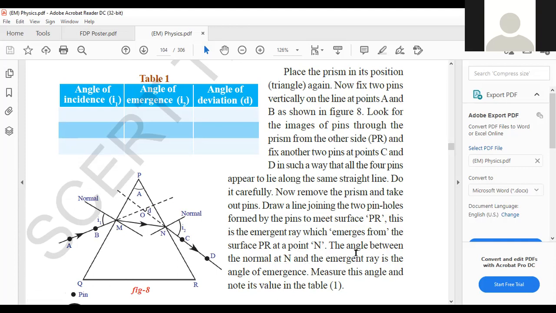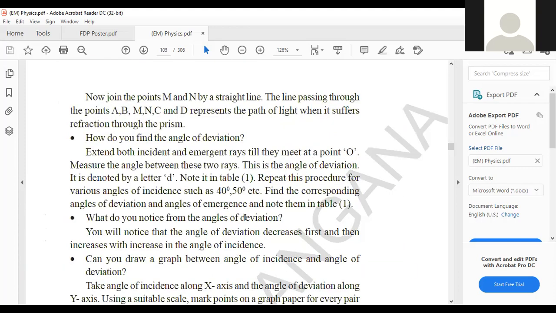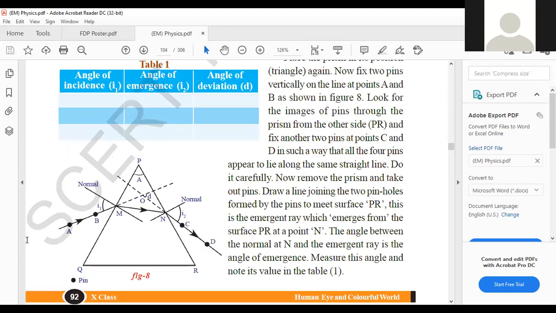The angle between the normal and the N emergent ray is the angle of emergence. This was also measured, as we just discussed, and that was also noted. After getting this, what is our work now? We are going to connect all the points. Just look at this: point A, point B, point M, point N, point C, point D.